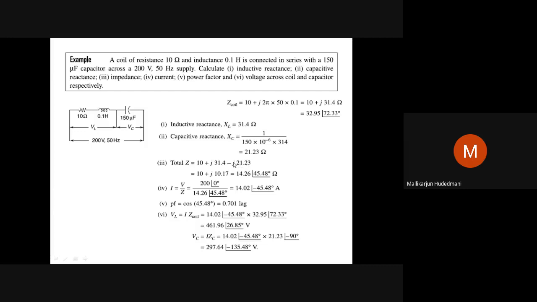If you convert this to polar, this j stands as 90 degrees. This minus stands as minus 90 degrees. It is a very simple approach. Therefore, you have to look carefully using the calculator. This value is represented as 21.23 at minus 90.